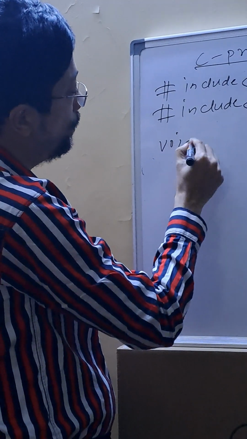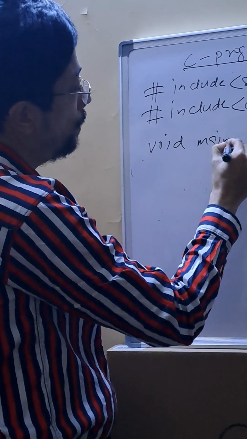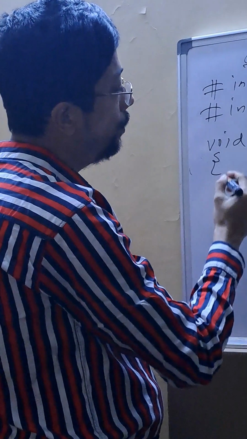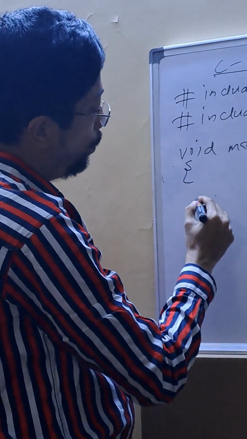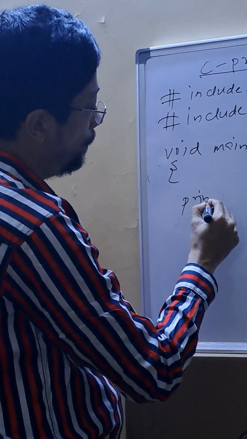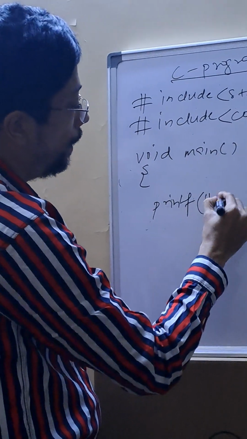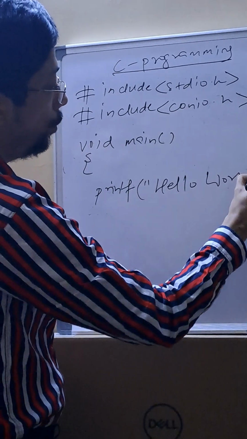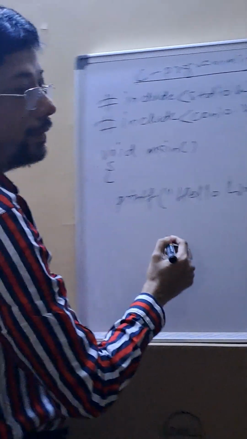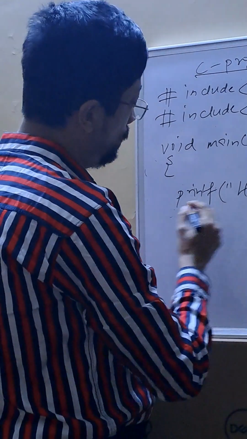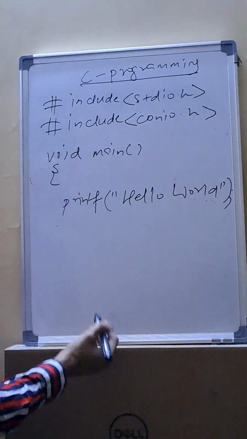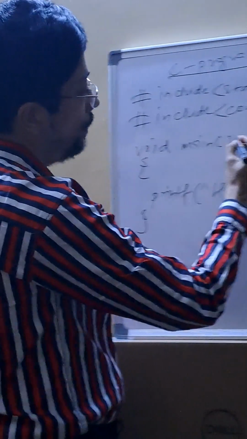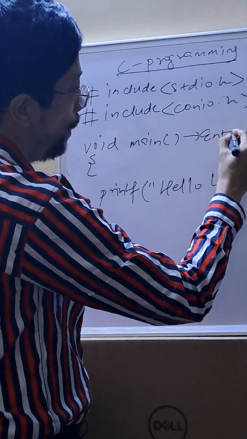Then comes the main function. What does the main function do? The main function is the entry point of a C program application. Inside the main, we are going to pass a printf statement. I'm going to give a simple message, hello world, inside double quotes. And every printf statement needs to be terminated with a semicolon, within curly braces. So the main function is the entry point of an application.